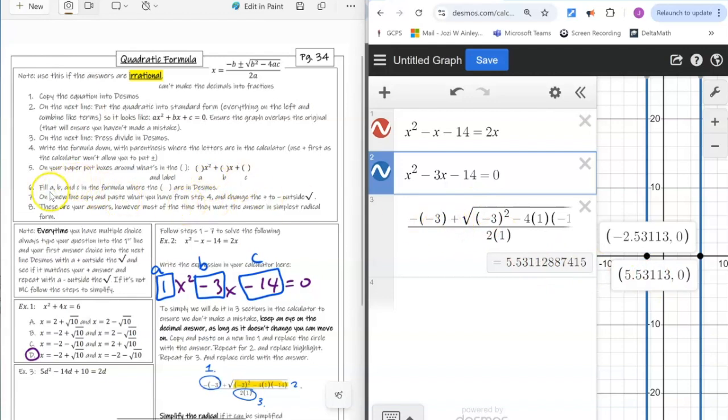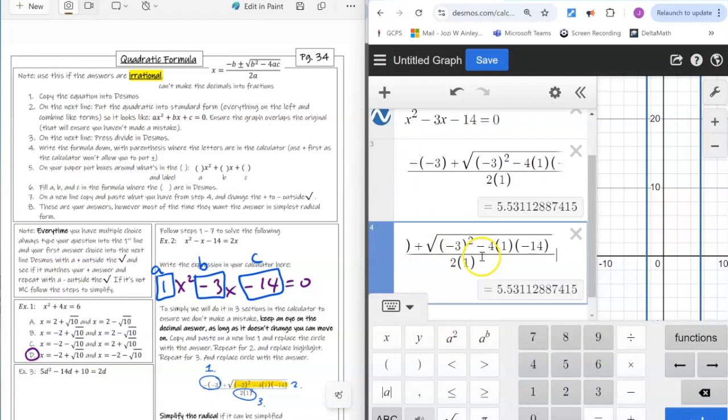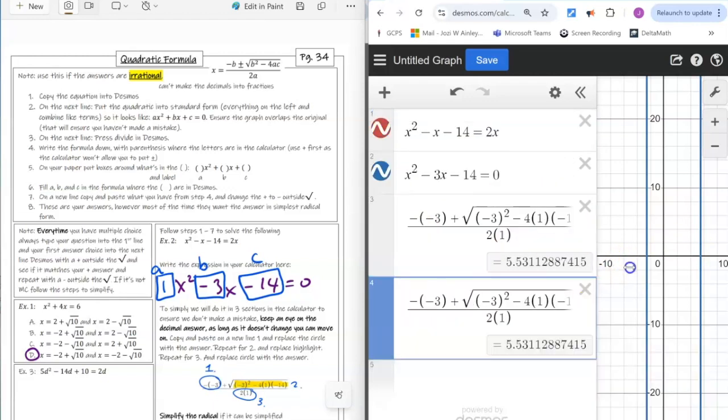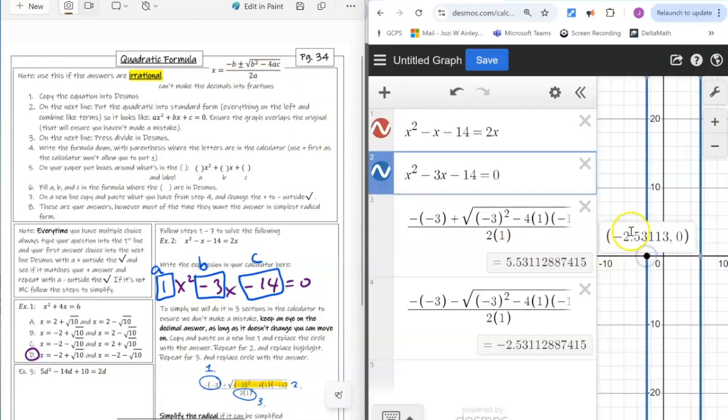And then it says on a new line, copy and paste what you have from step 4 and change the positive to a negative, because we see we have 2 roots or 2 x-intercepts, so 2 zeros or 2 solutions. So we're going to copy that, bring it here, and change outside the parentheses to a negative because the formula is plus or minus. So when I change it to a negative, we should get my other solution, which we do, -2.5311. Yeah, and you can see that's where it is. So I'm good so far.